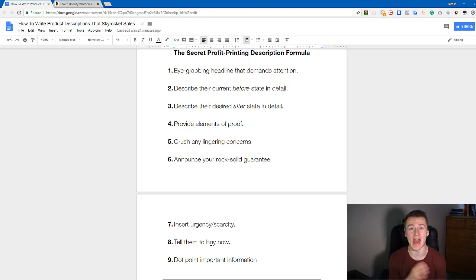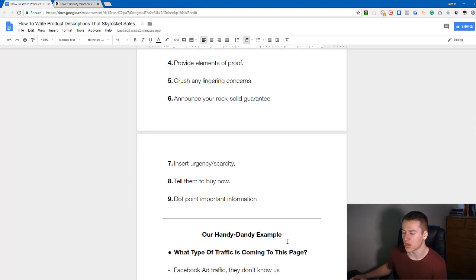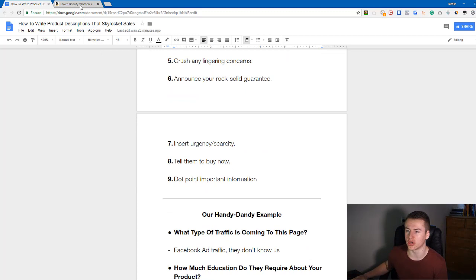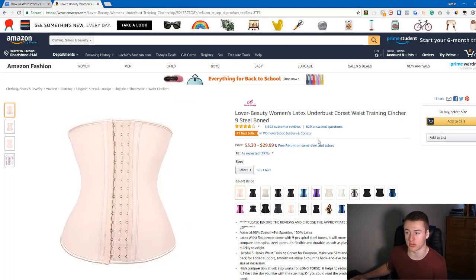Now let's look at an actual example, because you're probably looking at my screen and you're like, why has he got a Lover Beauty Women's tab open and it's super creepy? And I agree with you guys, but let's jump into it. What I want to actually do is show you an example of writing a product description. And what you can see here is we have a corset. Now this is a women's corset that we found on Amazon, and there's 1,000,001 of these different things on AliExpress.